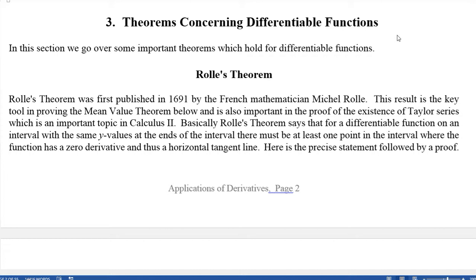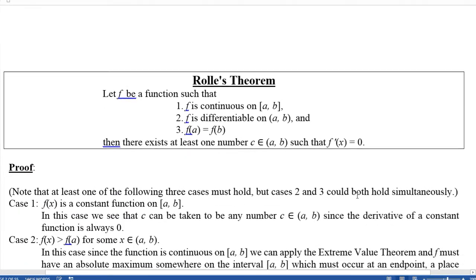So basically what Rolle's theorem says is that for a differentiable function on an interval where the same y values are at the ends of the interval, there must be at least one point in the interval where the function has a zero derivative and thus has a horizontal tangent line. And that place will be a local extremum. So here's the precise statement of the theorem.